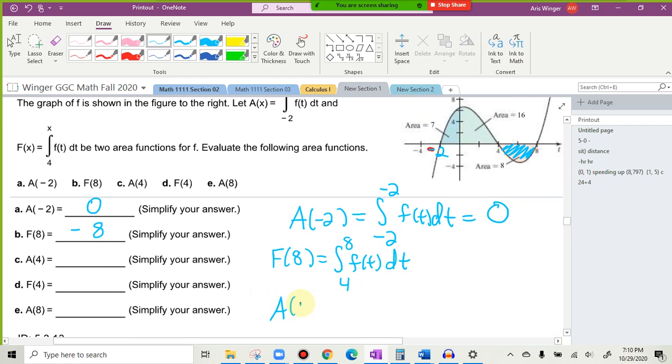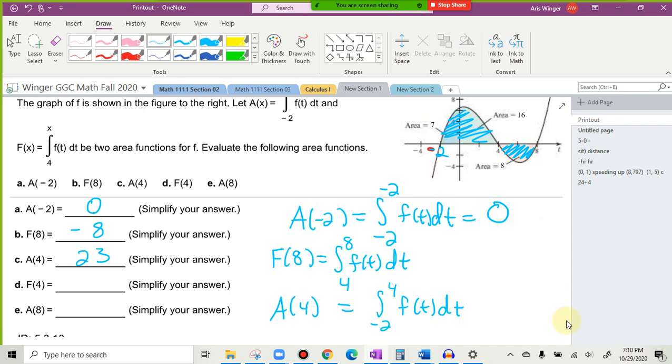A of 4 is equal to, we're measuring the area from -2 to 4. The integral from -2 to 4 of f of t dt, looking at -2 to 4, that's all of this. Well, this side is 7, that side 16, 23. Everything's positive. All right, so I just went from -2 to 0 and then 0 to 4 and added those two.